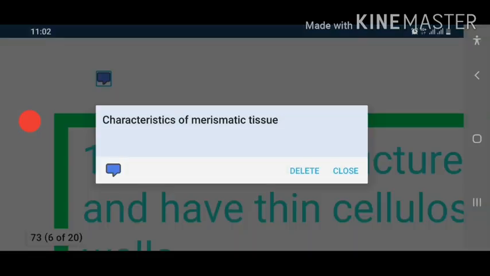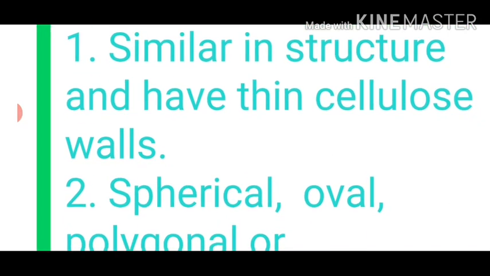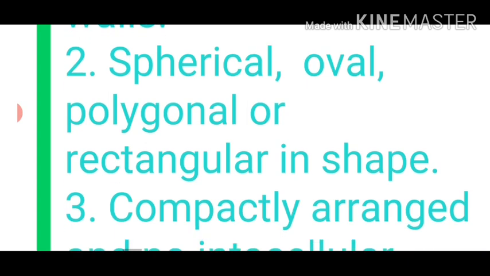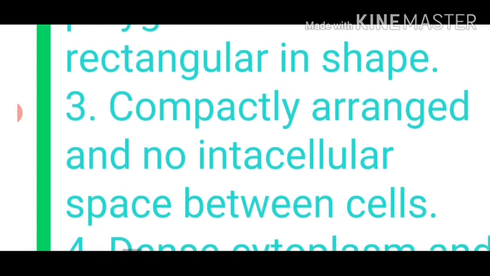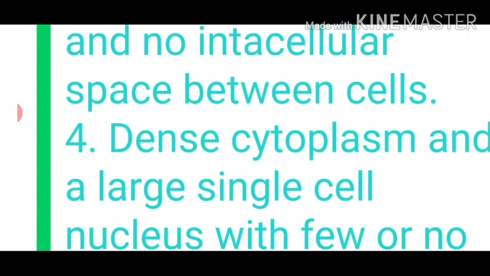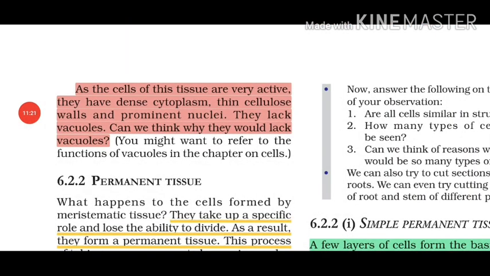The cells of meristematic tissue are similar in structure and have thin cellulose cell walls. They may be spherical, oval, polygonal, or rectangular in shape. Meristematic cells are compactly arranged and there is no intercellular space between them. Each meristem cell contains dense or abundant cytoplasm with a large single nucleus and has few vacuoles or no vacuoles at all. Functions of meristematic tissue: it acts as a parent tissue from which other tissues develop.